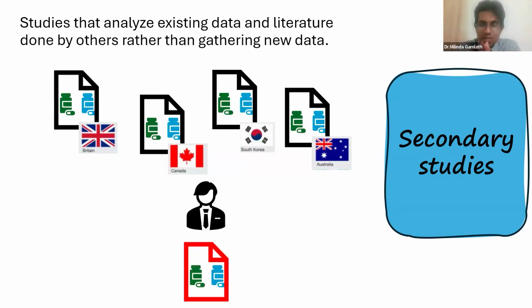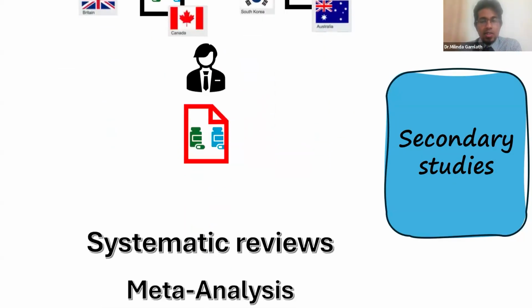So secondary studies, you don't go out and collect data. Primary studies, you went out and collected data directly from the source. Secondary studies, you do not collect the data yourself. You rely on other people's data, other people's literature, other people's studies. And what you do is you take them all together and you consolidate them and you summarize them to give one conclusion.